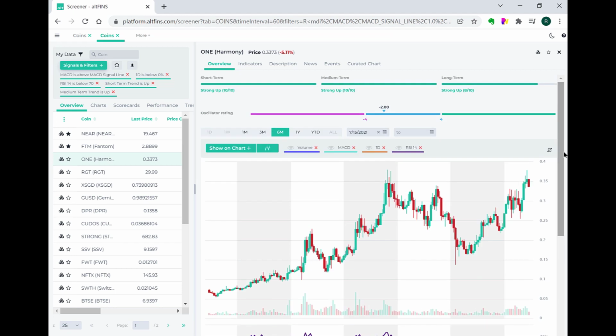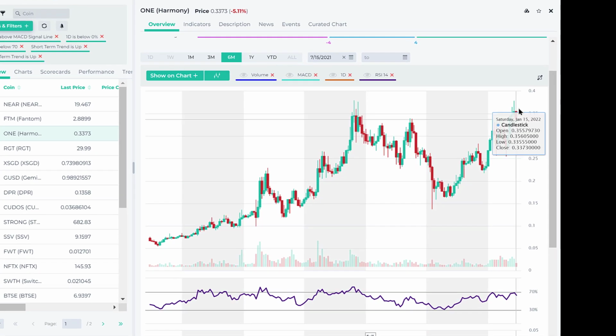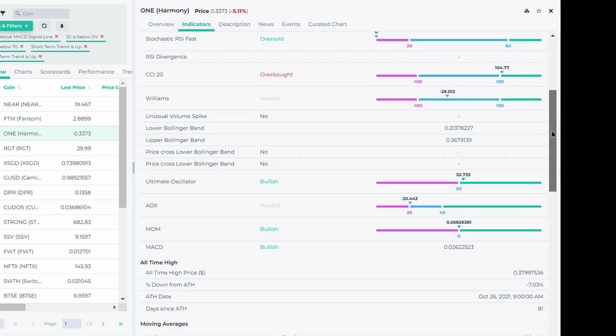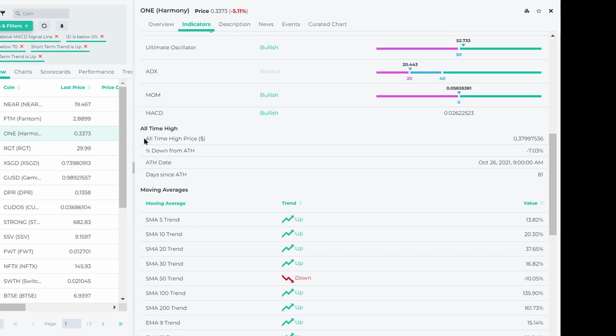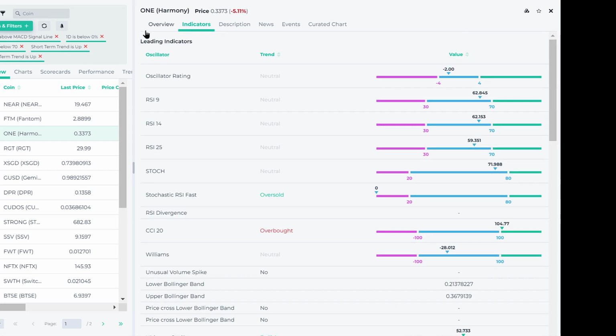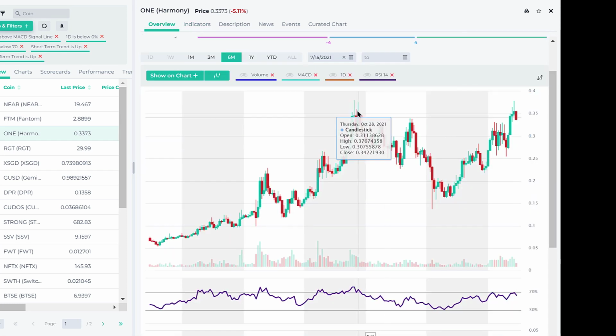Now this one is really interesting in that it's obviously reached its all-time high here. Let's just make sure that this is the all-time high. So under the indicators, if you scroll down, we have an all-time high right here, 38 cents. It was reached, yeah, October 26th. So it's about 81 days ago. All right, so that's this point right here. And now we reached back at that level.